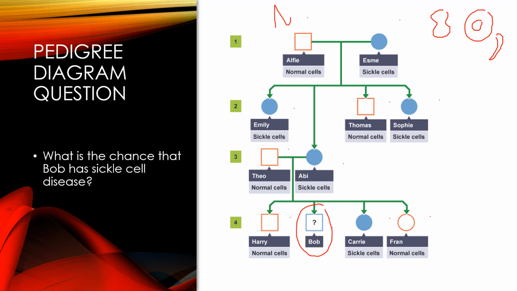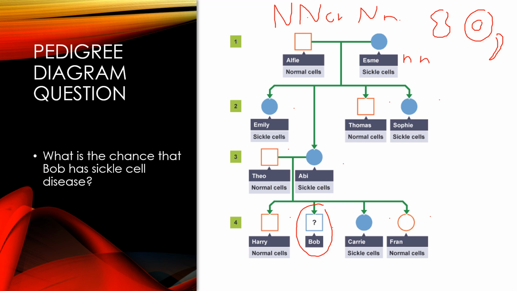Okay, now basically, Alfie then might have the genotype which is two healthy alleles, or else what might happen, in fact, is you might find that Alfie has one healthy allele and one allele which causes sickle cell anemia. Okay. Now, if we have a look here, well, Esme has sickle cell anemia, so therefore she must be homozygous recessive. In this case, Esme must have two of the recessive alleles.